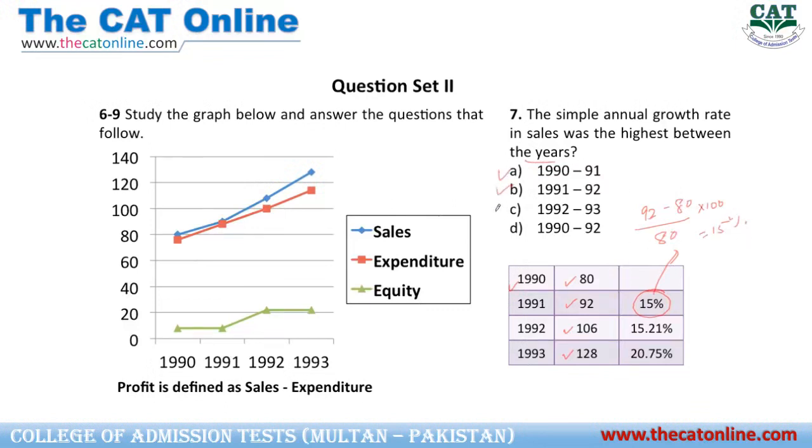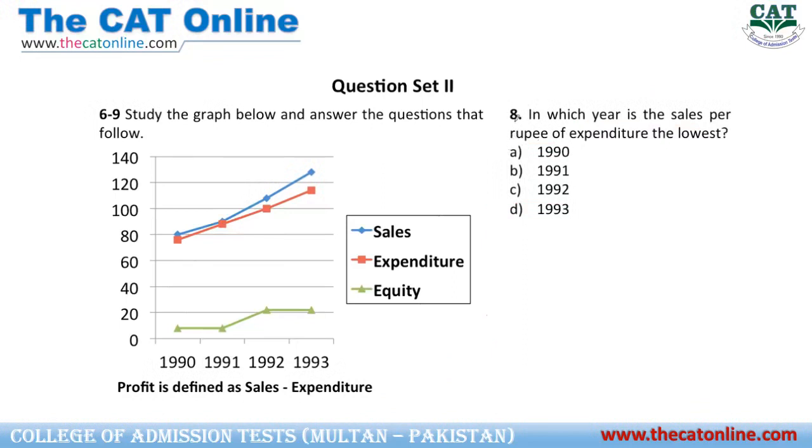So you calculate for all these years. Remember, when you calculate for 1990 to 92, this means you are doing this 106 minus 80 divided by 80 into 100. Whatever the answer comes up here, you have to divide this by 2, because you've been asked the simple annual growth rate, and in the formula for SAGR you always divide by n, which is the number of periods. This is what I discussed in the first lecture. Anyways, this is not going to be the answer. The answer is in the year 1993 and 92, which is 21.75%. So the C part here is the right answer option.